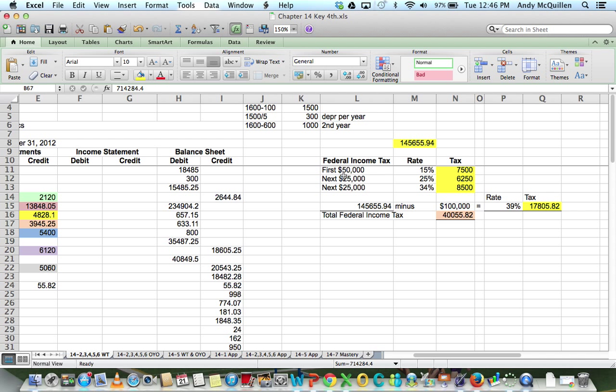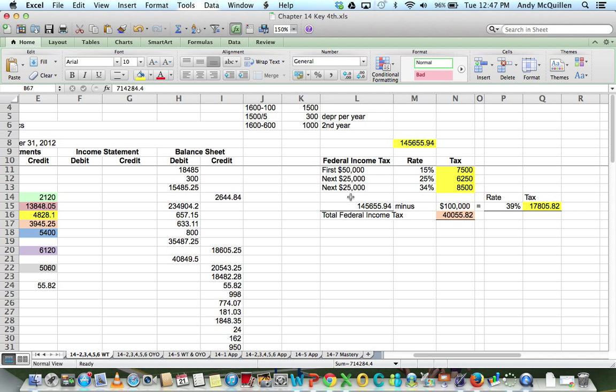Therefore, we go over to the right-hand side, and you can see I've taken that number up with me. And now we're going to work on taxes. The first $50,000 of net income before federal income tax is taxed at 15%. So we get a number of $7,500. The next number is $25,000. So that means if we have a net income of $75,000 or more, it's taxed at 25%. That's where I get $6,250.